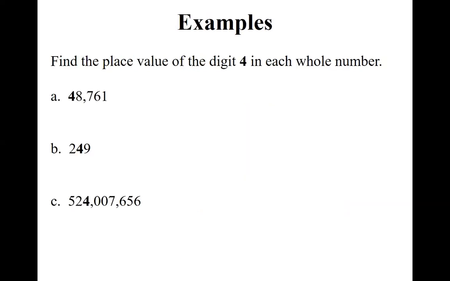But let's go ahead and find the place value of the digit 4 in each of these whole numbers. So we go from right to left, ones, tens, hundreds, thousands, 10,000s. In A, the 4 is in the 10,000s place value. From right to left, in B, ones, tens. The 4 is in the tens place value with B. C, from right to left, ones, tens, hundreds, thousands, 10,000s, 100,000s, millions. The 4 is in the millions place value in C.